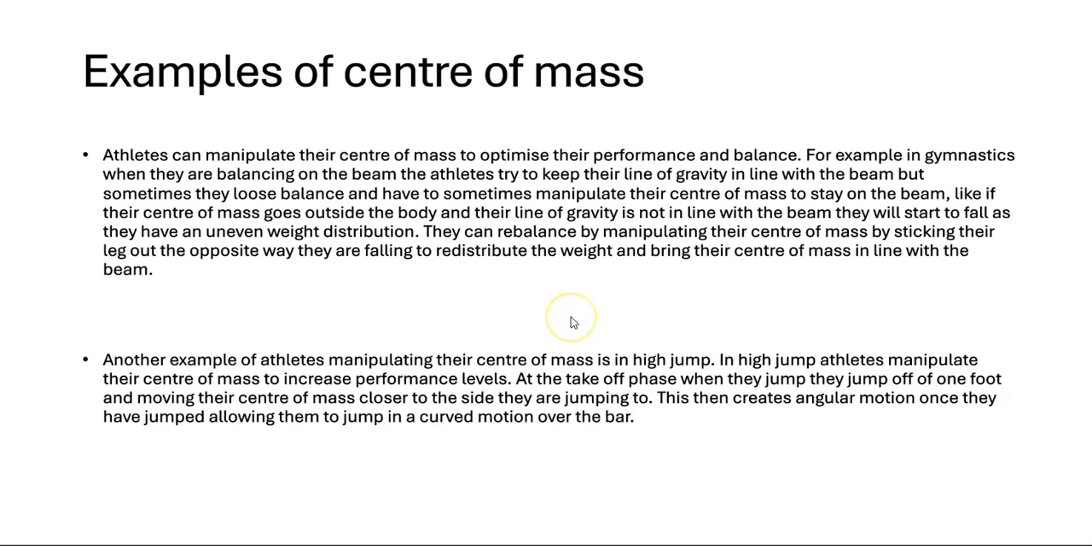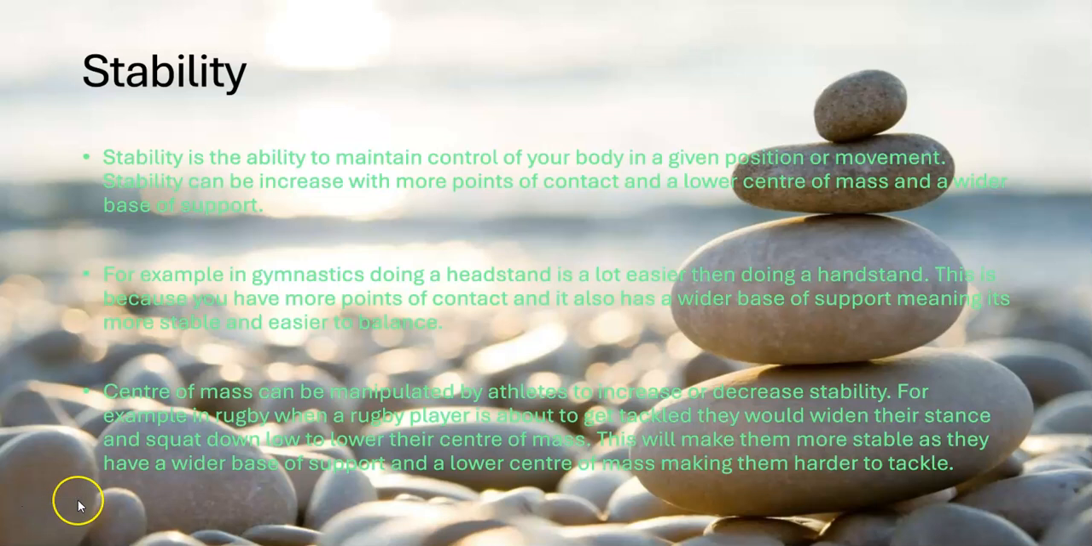Another example of an athlete manipulating their center of mass is in high jump. In high jump, athletes can manipulate the center of mass to increase performance levels at the takeoff phase when they jump off one foot, moving their center of mass closer to the side they are jumping to. This then creates angular motion once they have jumped, allowing them to jump in a curved motion over the bar.